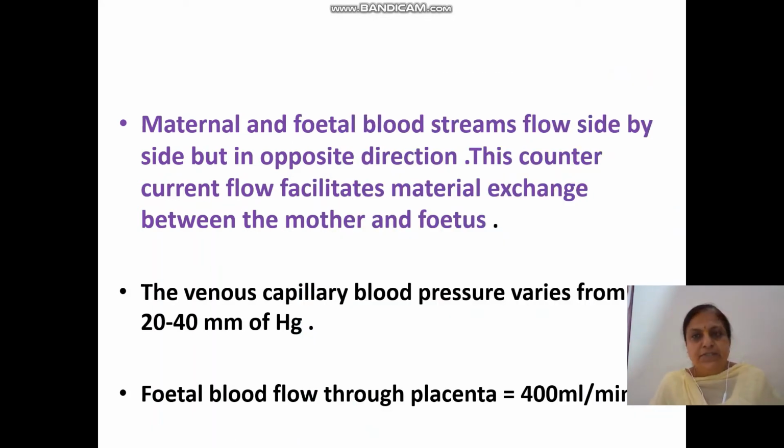Maternal and the fetal bloodstream flow side by side but in the opposite direction. This countercurrent flow facilitates material exchange between the mother and the fetus. The venous capillary blood pressure varies from 20 to 40 millimeters of mercury. This change, or the gradient of pressure, helps in the exchange of the material. Then fetal blood flow through the placenta is approximately 400 ml per minute. So there is a fast blood flow inside the placenta.